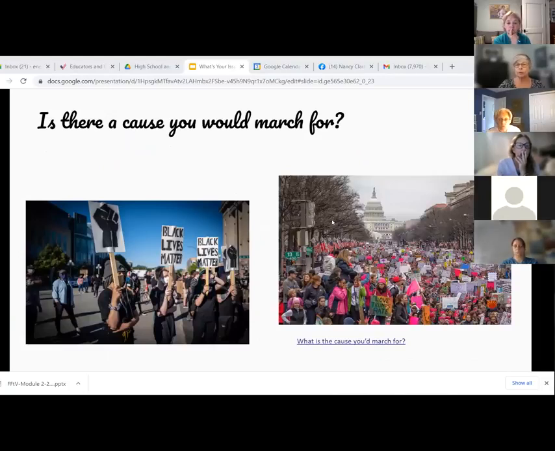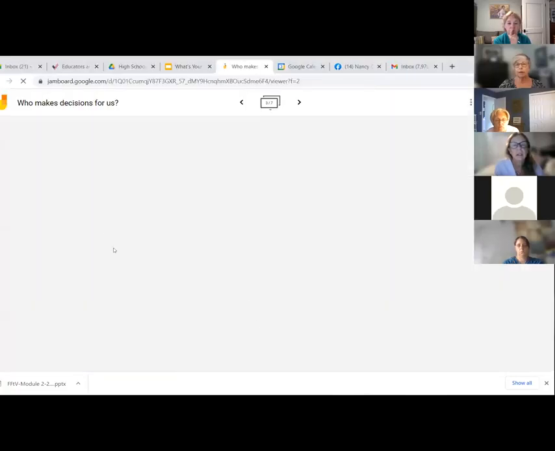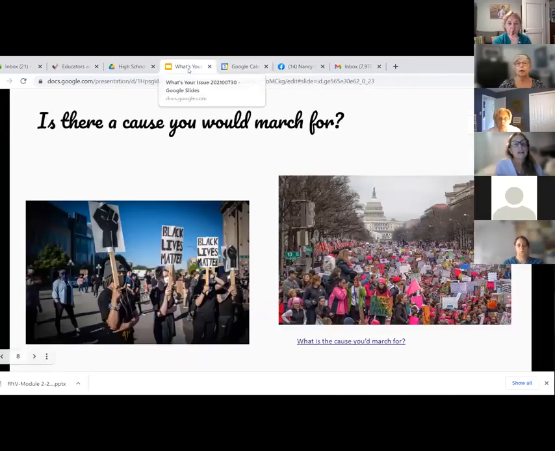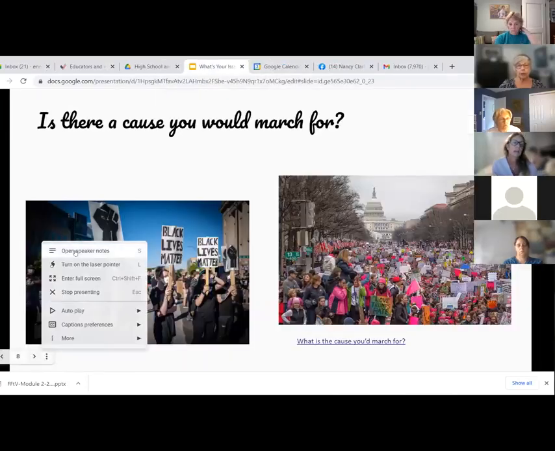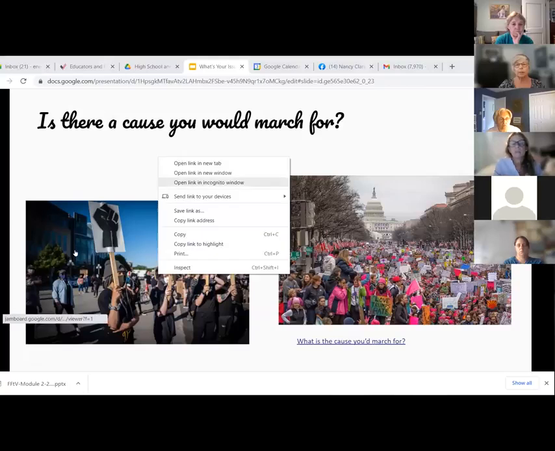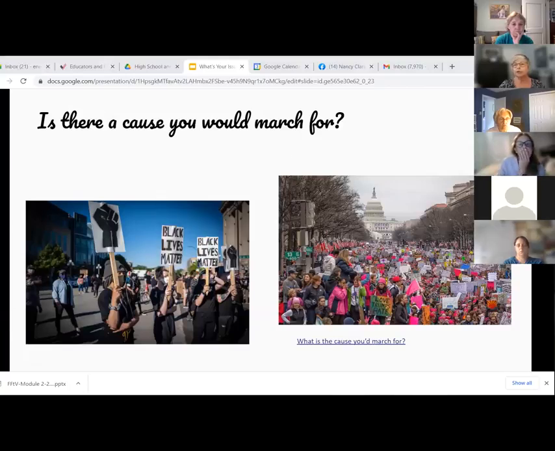All right, and now this is one of the examples of a time when we're going to use a Jamboard. You can see up underneath the pictures, what is the cause you'd march for? There is a link there that will take you directly to the Jamboard. But when I'm working, I have a copy of that link in the teacher's notes. And I copy that, I put it in the chat and paste it, and then click on it. And you should be able to click on that and get to the Jamboard as well. So try doing that now.